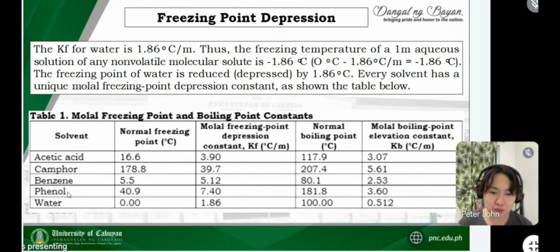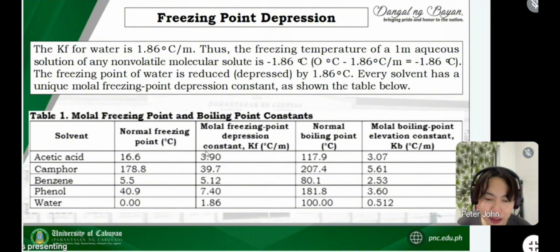So, ito lang siya. As you can see, pag tinignan natin, yung normal na freezing point nila na pure, as for the water, 0 talaga. For the phenol, 40.9. So, medyo mataas pa siya. Then, the benzene, 5.5. So, molal freezing point depression constant. This one is always given, class.